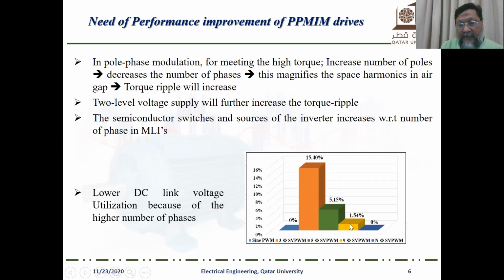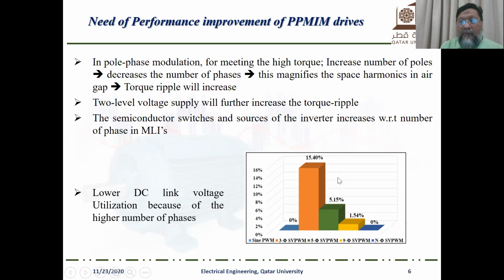And for 9-phase, it is 1.54%. So there is a lower DC bus voltage utilization because of the higher number of phases. So this was 3-phase, 5-phase, 9-phase. So as we increase the number of phases, the DC bus utilization is poor.